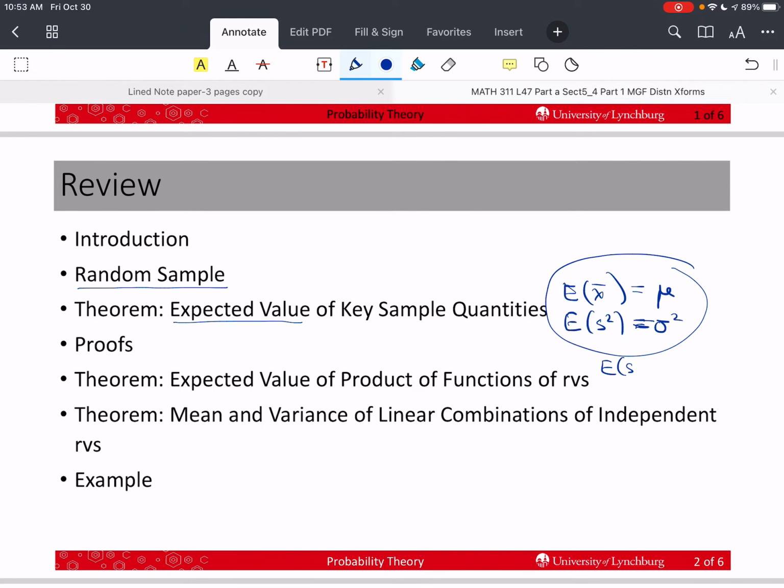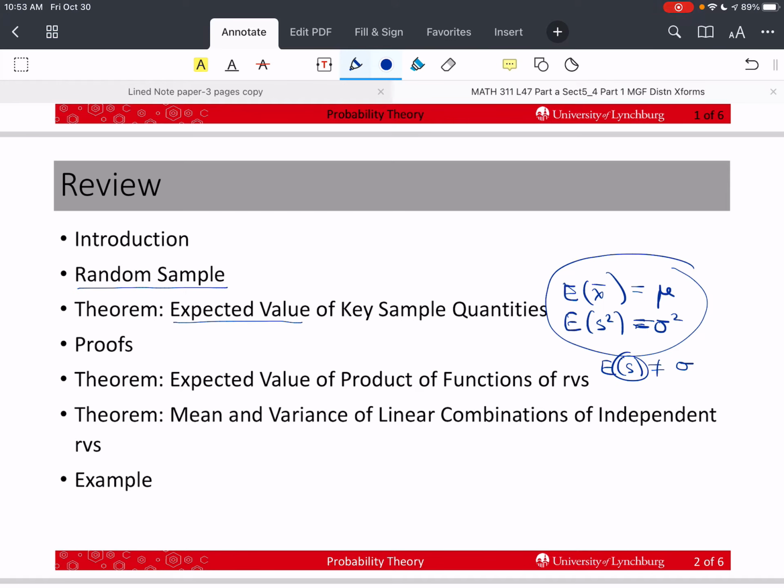We could do it for S, the expected value. It's not equal to, in fact, I think I gave that to you, but it's not exactly equal to sigma. So the square root throws everything off a little bit. It's still the best estimator for the sample standard deviation, but that's a topic for next semester.